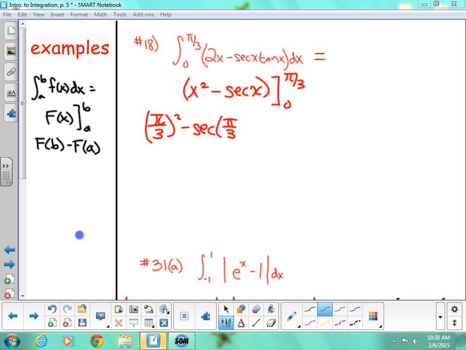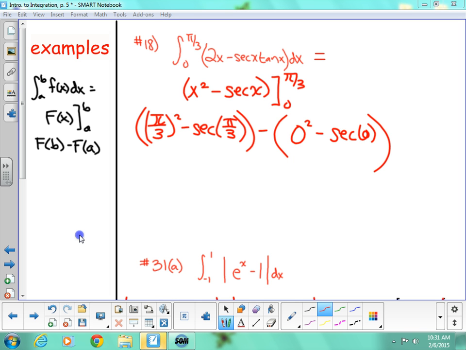Guys, for anybody who has been doing this, the easiest place to make mistakes is the solving part, like the negatives and the positives and the adding and the subtracting. So be careful. F of b, I'm keeping it in parentheses, minus F of a: 0 squared minus secant of 0.